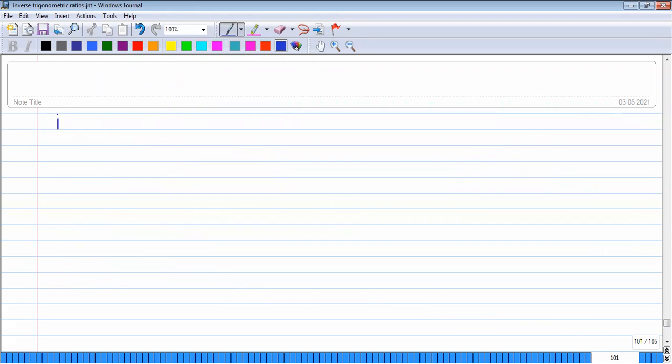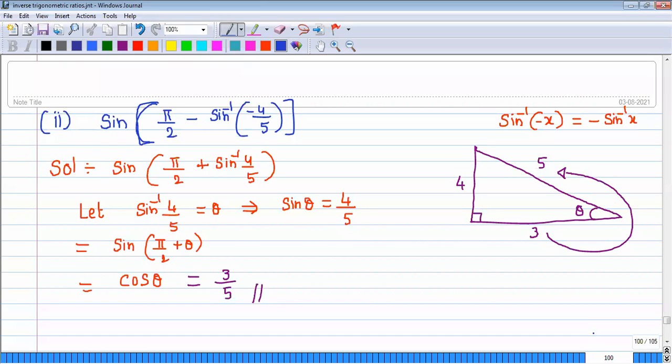Okay, third question. Sir, once show before page. Sine 90 degrees plus theta is cos theta. It's a formula. Cos theta we write with the help of this triangle, adjacent side by hypotenuse, 3 by 5.